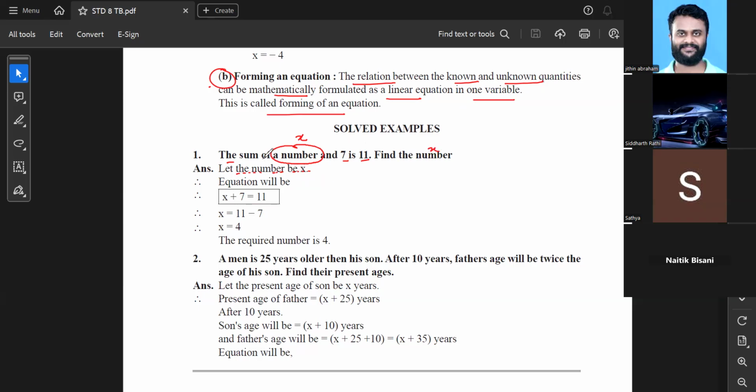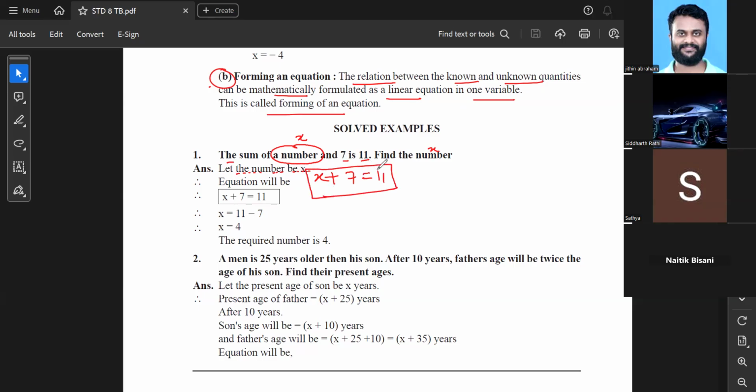Now, what they've said in the question, you just try to write it down mathematically. They've said sum. Sum means addition of what? Of x and 7. It means equals 11. So this is your equation.